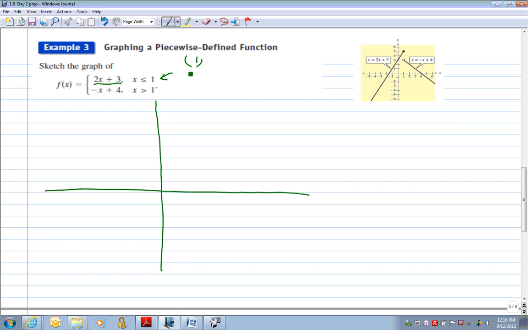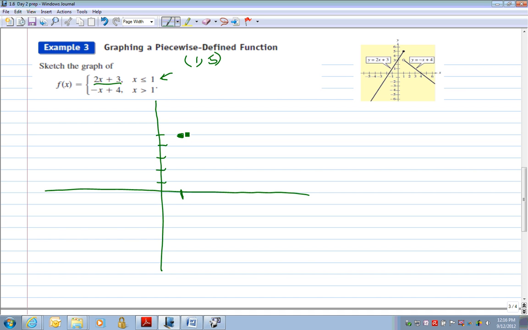So I'm going to put a 1 in. If I plug 1 in for x, 2 times 1 is 2, plus 3 would give me 5. So that would be the first ordered pair I would graph. I would go to 1, and I would go up to 5, which is 1, 2, 3, 4, 5. So (1, 5), and it's filled in because it was equal.